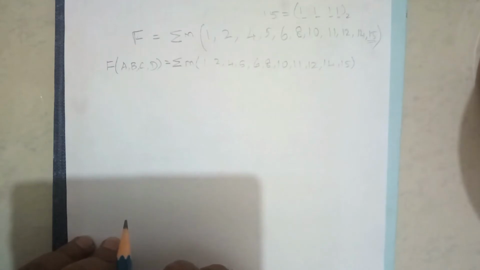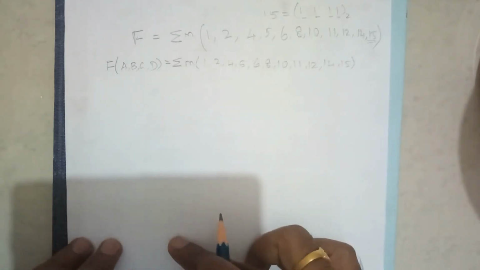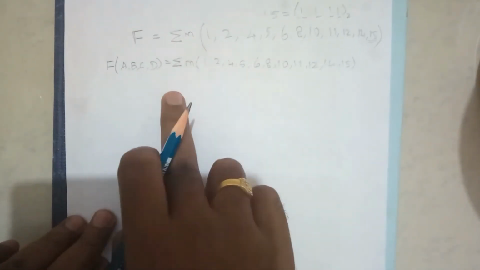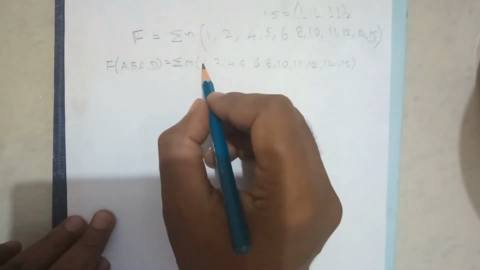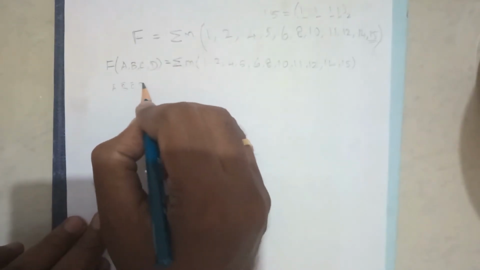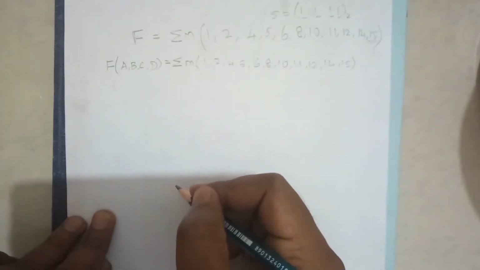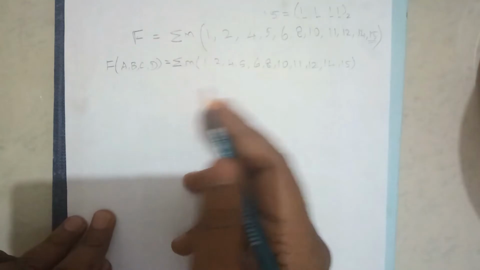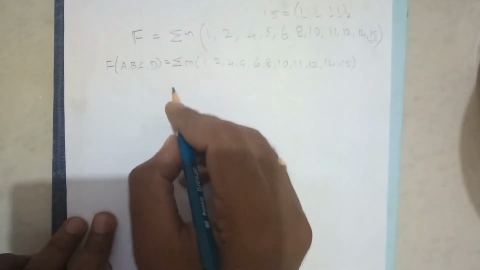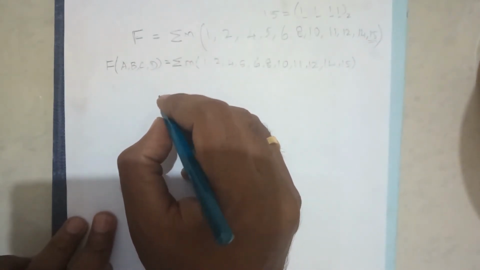Now the next step is to find the equivalent expression. The simplest way to find the equivalent expression is to write each min term in terms of the corresponding variables. For example, for 1, how do you write? A bar, b bar, c bar, d. Like this I can write and keep on reducing it to find the simplified expression. But here I'm going to minimize my function with the help of a K-map. Here I have 4 variables, so I can use a 4 variable K-map.